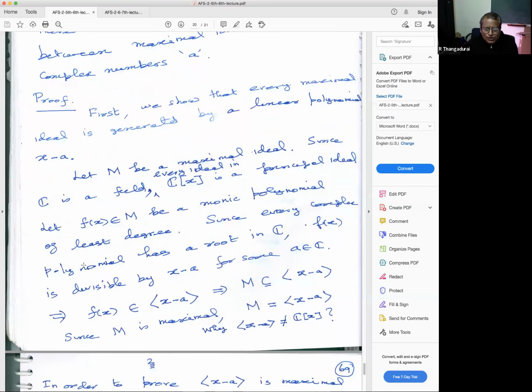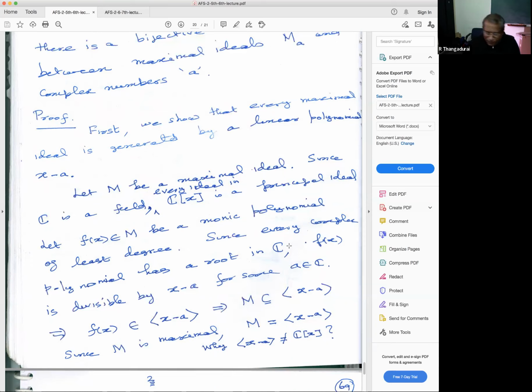Okay, we want to say this f(x) is nothing but linear. Since every complex polynomial has a root in C, this is coming from the fundamental theorem of algebra. In other words, C is algebraically closed. So the fundamental theorem of algebra says every complex polynomial has a root. So it means f(x) has a root. It means f(x) is divisible by x minus a for some a in C.